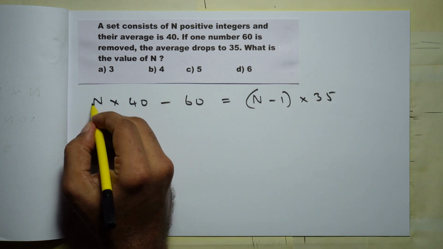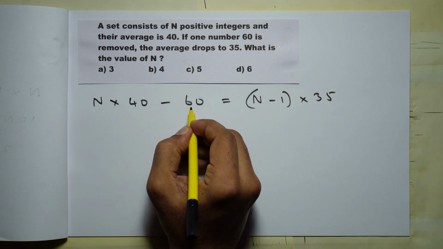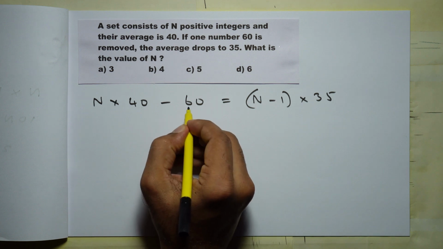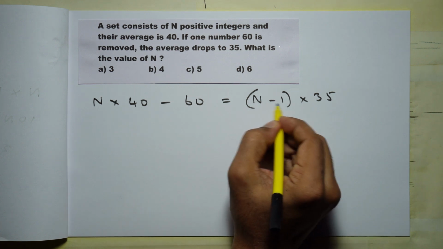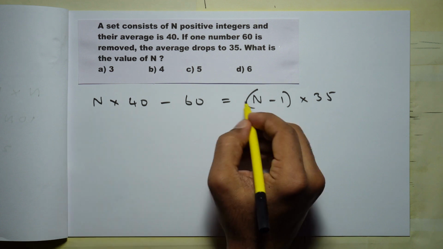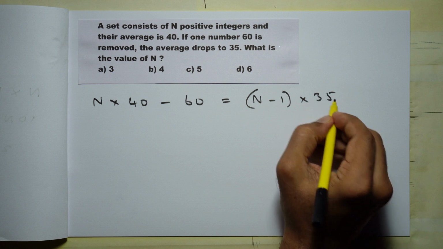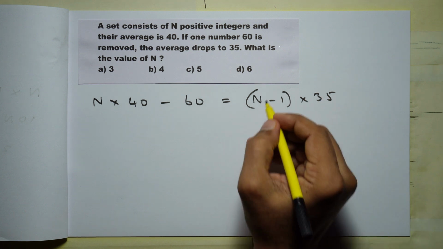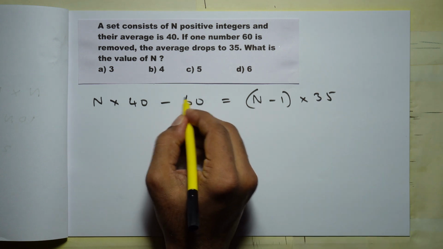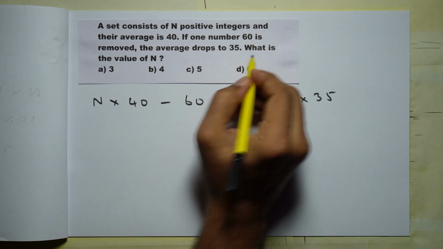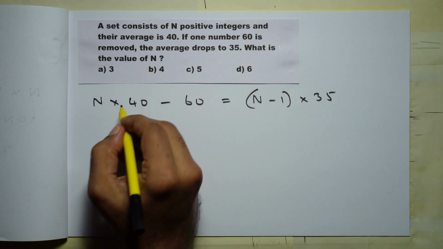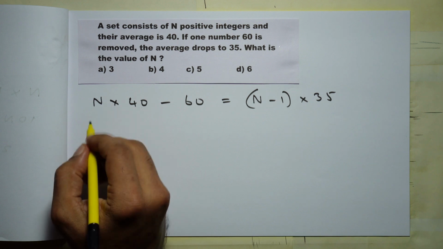That is, originally there were n numbers. One number 60 has been removed. Now one number less, so now there are only n minus 1 numbers into their average 35. So this is the total sum after removing 60. Now the question is, what is the value of n? We'll just solve this equation and calculate the value of n.